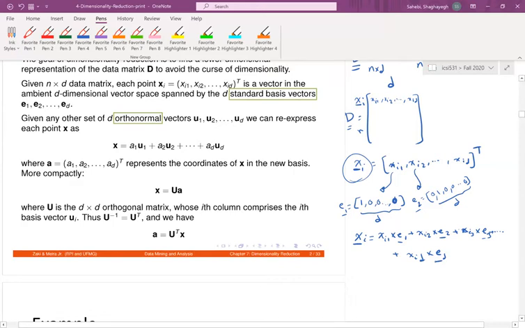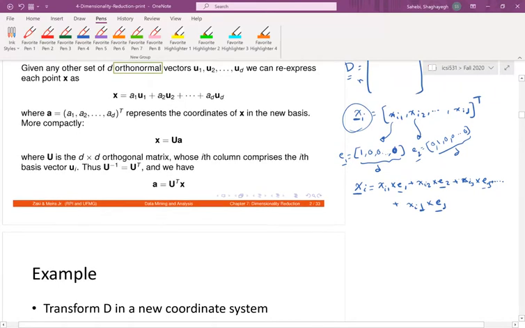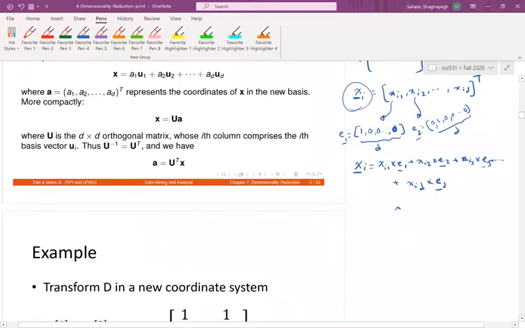But also, if we are given another set of vectors, D vectors, that are orthonormal, meaning that they are orthogonal to each other and they have a length of 1, then we can again rewrite xi in terms of those D vectors. So, suppose that our original data space is two-dimensional. This is the direction of E1, and this is the direction of E2, right?